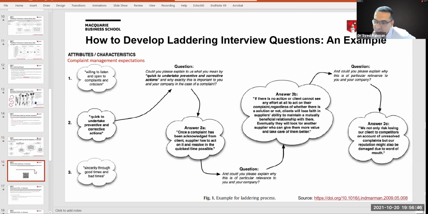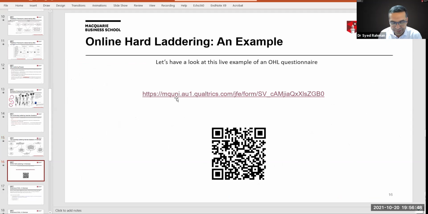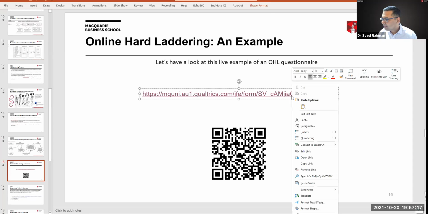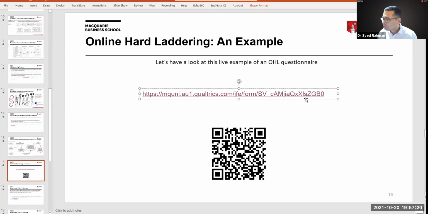Now what I have done is I have developed an online questionnaire that we can go through, and I will keep it open for another week so that you can play around to see how you could develop an online laddering or hard laddering questionnaire. So I'm going to share it on my screen. You can add a barcode there and scan it with your phone. I'm going to share this link in the chat box so that you can save it for later.